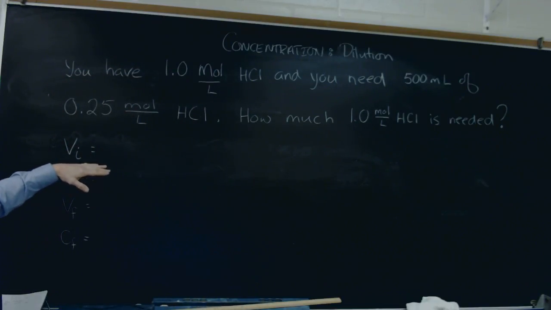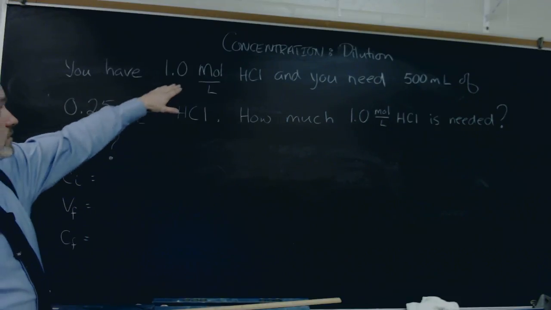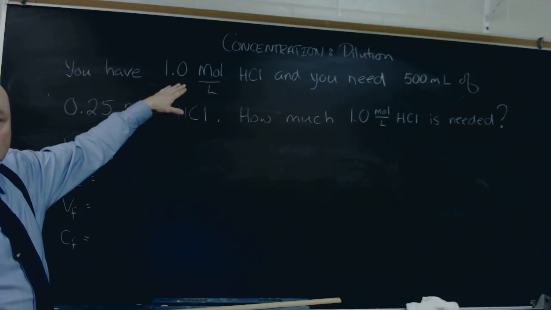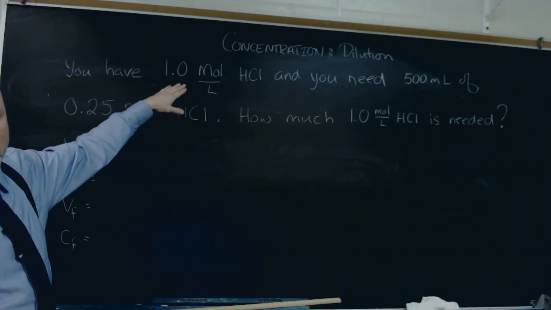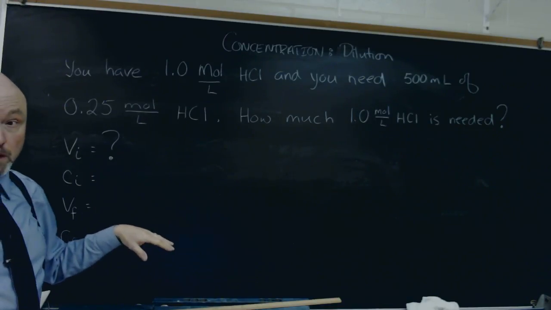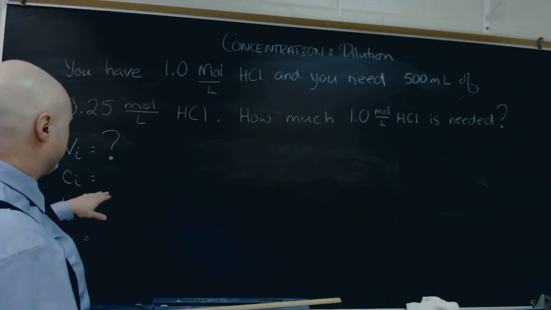Okay, so we need to figure out what our initial volume is. In other words, this is what we're going to use. We're going to be using our 1 mole per liter hydrochloric acid, and we want to know how much of that we have to pour in to make our solution. By the way, always add acid to the water if you are ever in this situation.